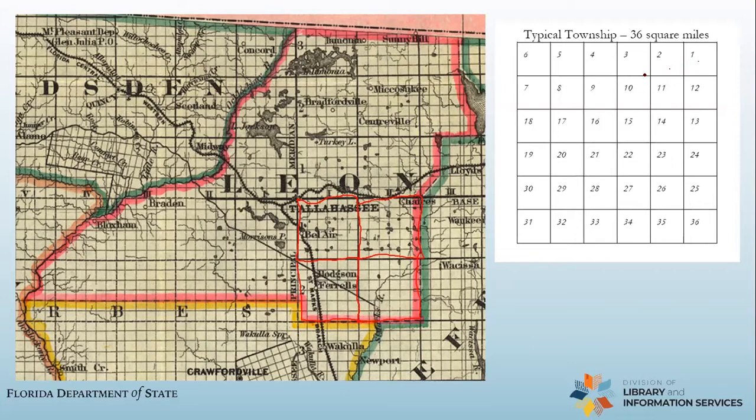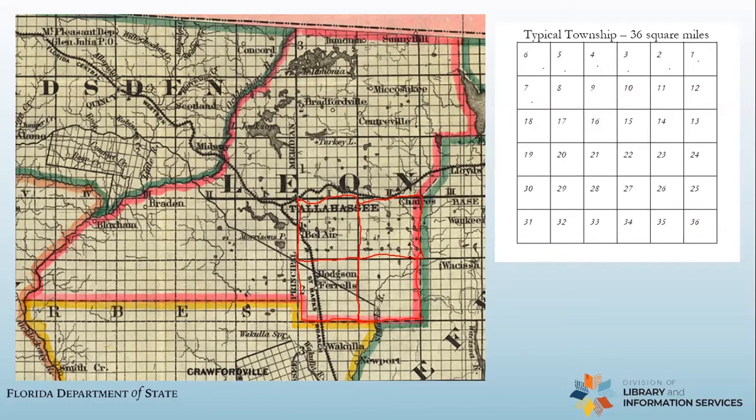Don't ask me why they chose this order of the sections. It makes absolutely no sense to me, but that's how they do it. 1, 2, 3, 4, 5, 6, all the way down to 36. Every township in the state has its sections measured just like that.